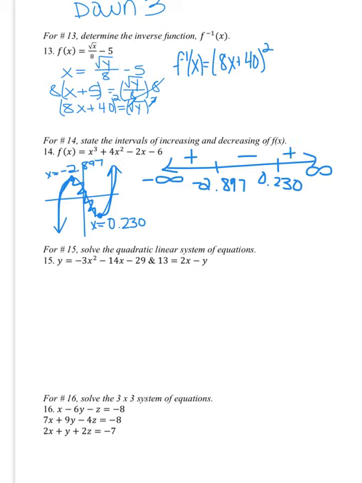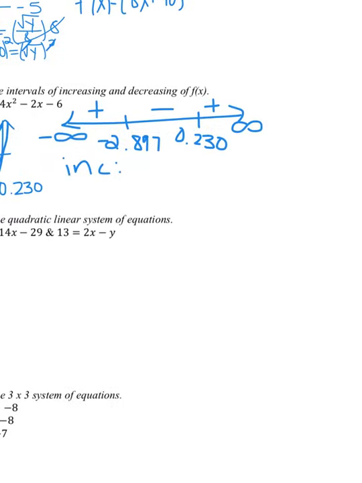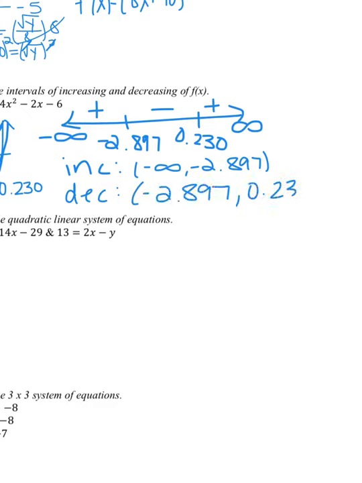This is not enough though for your intervals, because it wants it in interval notation. So for increasing, remember, you're not going to use any brackets on these. You have negative infinity until negative 2.897, and then you start to decrease from negative 2.897 until 0.230, and then you start to increase again from 0.230 up until positive infinity. If you want to put a U in the middle, you can. Probably would see it with the U if it's multiple choice, but not a big deal.